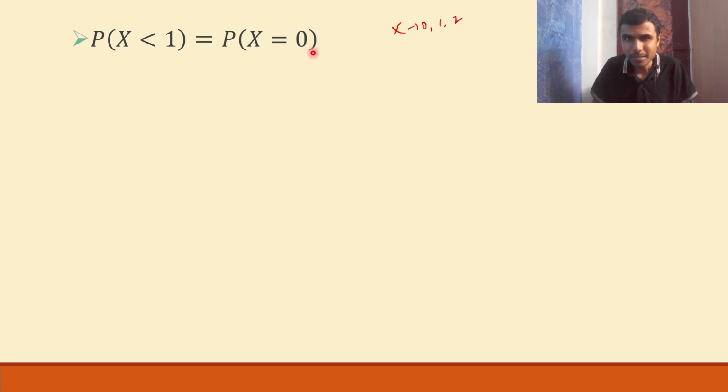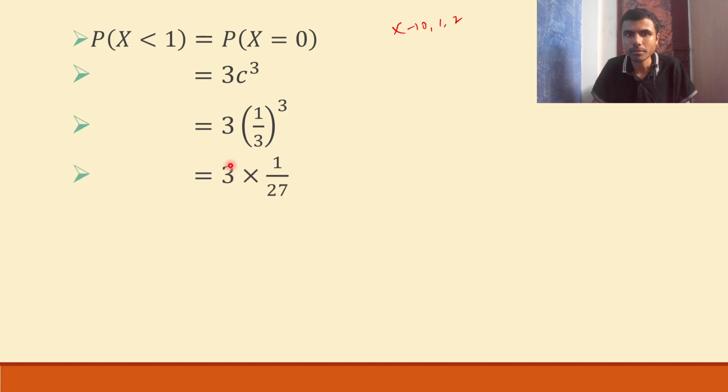Probability that capital X is 0 is 3c cube. Okay. Now c is 1 by 3. Just substitute 3 into 1 by 27. 3 ones are 3, 3 nines are 27, and that's 1 by 9. So one of the things is done.